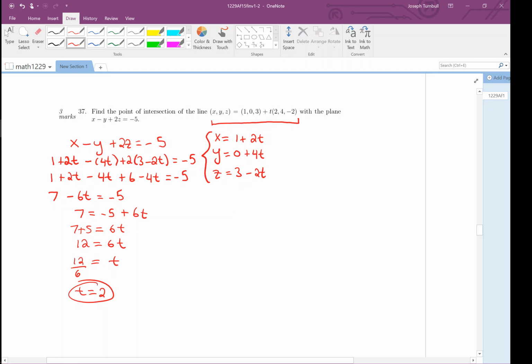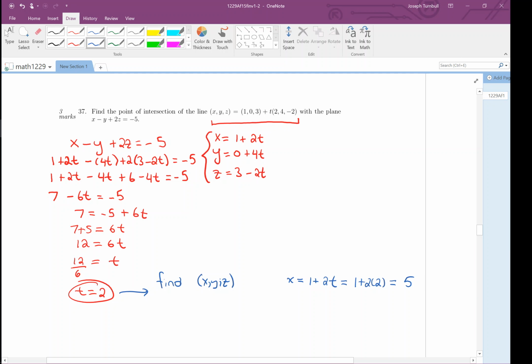That's not the answer. You cannot stop here. That's just telling you the value of t inside your parametric equation of the line that gives you the point of intersection. Now we're actually going to find the point of intersection. We're going to find the x, y, z coordinates using the parametric form. x is equal to 1 plus 2 times t. We found t is 2, so 1 plus 2 times 2. 1 plus 4, we get 5.